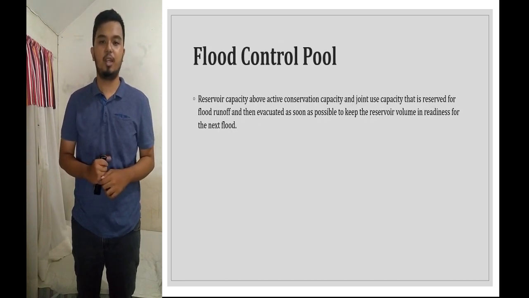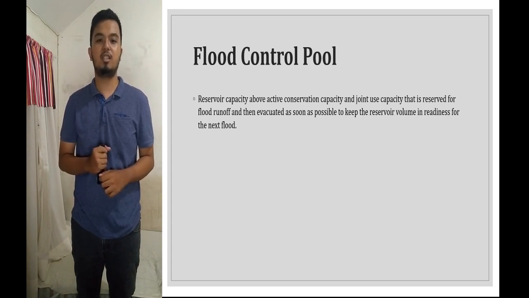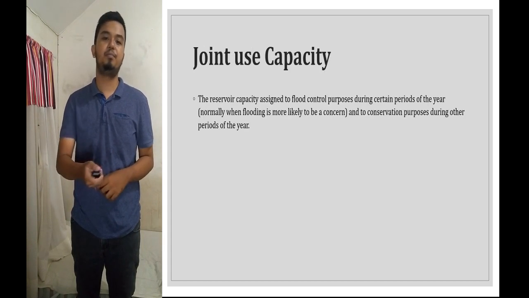Next is the flood control pool. This is the reservoir capacity above active conservation capacity and joint use capacity that is reserved for flood runoff and then evacuated as soon as possible to keep the reservoir volume in readiness for the next flood.